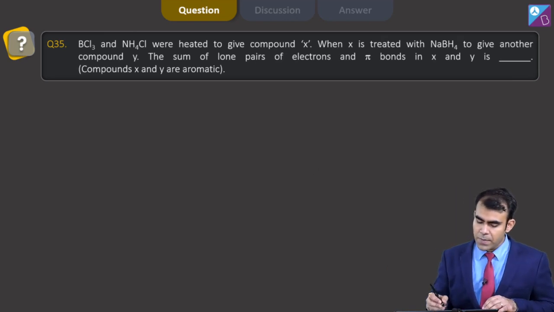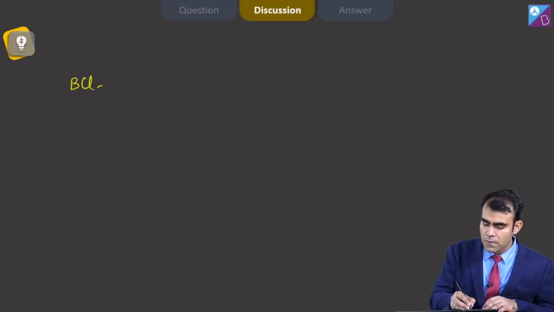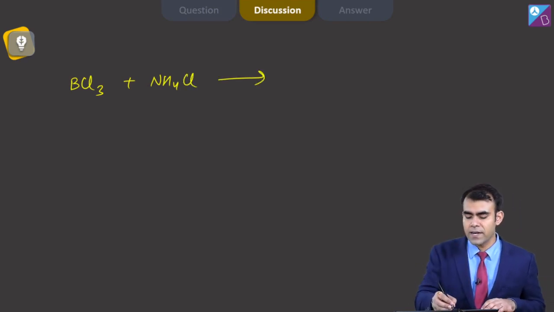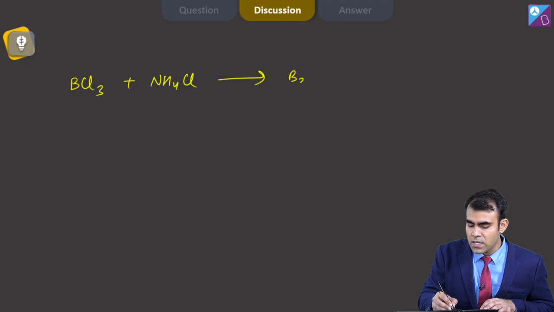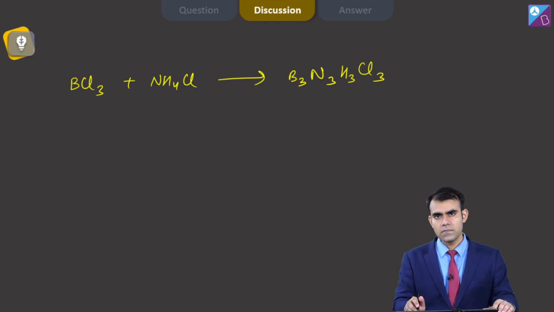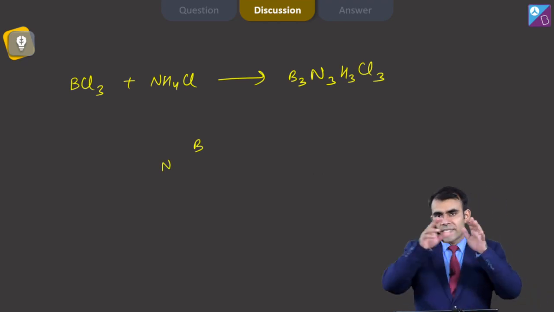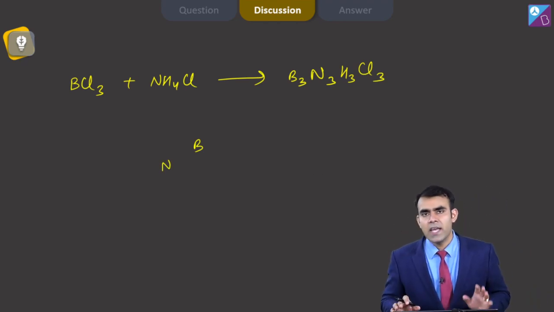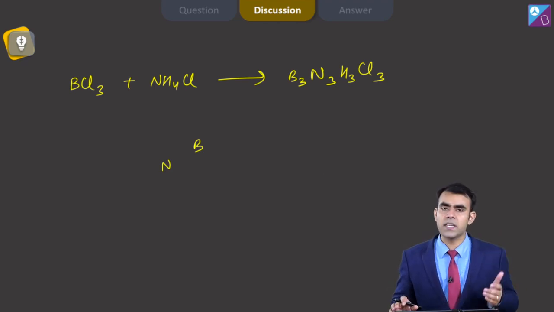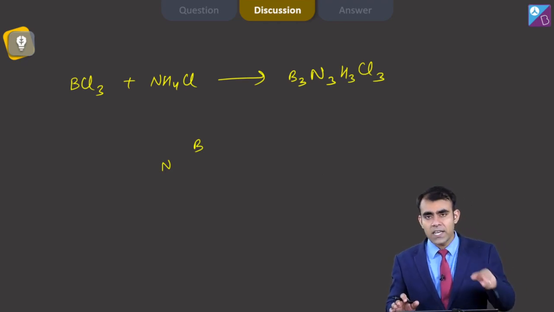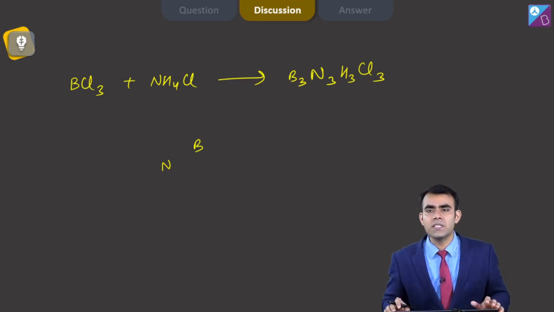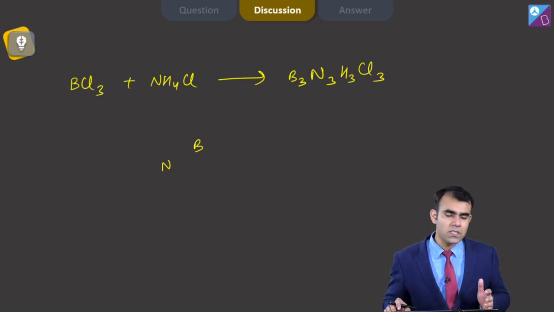So first reaction is BCl3 and NH4Cl, and we know that when these two combine, it leads to the formation of B3N3H3Cl3. Now this compound is something like this, that the skeleton is similar to that of benzene, and the compound B3N3H6 is also known as inorganic benzene because of its similarity with benzene, or the similar properties with benzene.